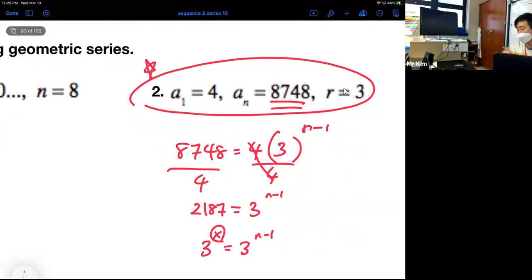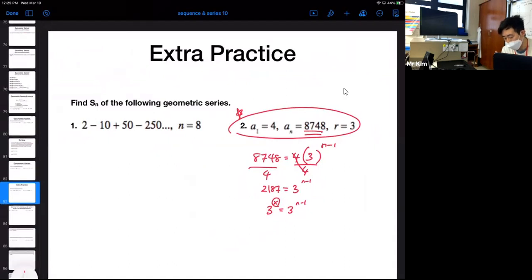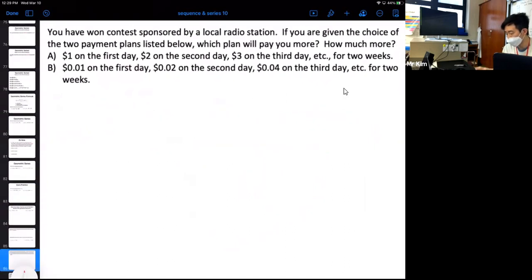I'm also going to put this on the homework question here just to give you the idea. I have 10 minutes left with you, and I want to end on this note. We're going to try this word problem here. You have won a contest sponsored by a local radio station. If you're given a choice of the 2 payment plans listed below, there are so many different variations of this version of the question. Like you have 2 banks or 2 companies to invest in. One company gives you this and the other company gives you that. Which one has a higher return for you at the end?